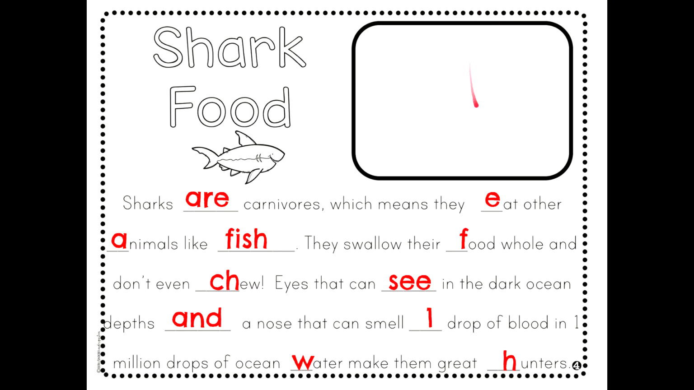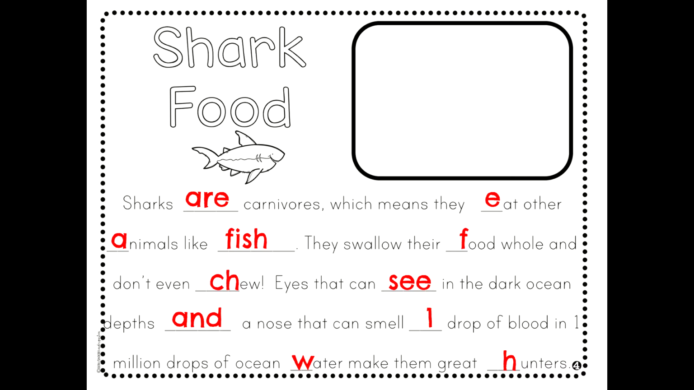We do need to draw a picture. Silly Mrs. Kendall, so sorry, my friends. We need to draw a picture of sharks and their food. Sharks are carnivores, which means they only eat animals like fish. So why don't you draw a picture of the ocean, make it blue, and maybe draw a shark eating some fish whole. Okay? Go ahead and pause the video, finish that drawing, and then let's continue to our next page.